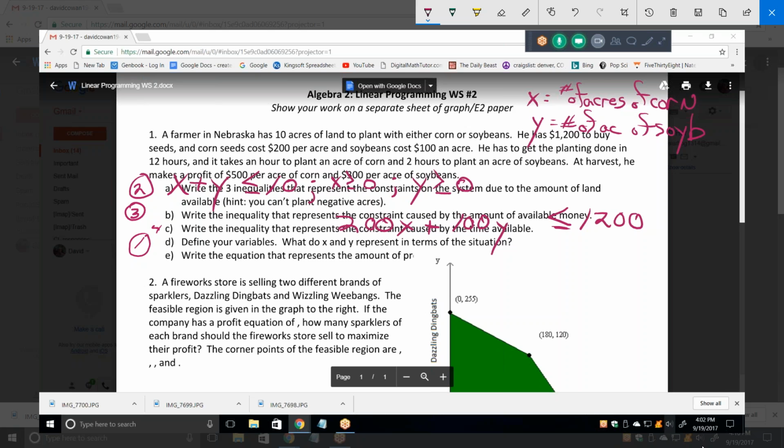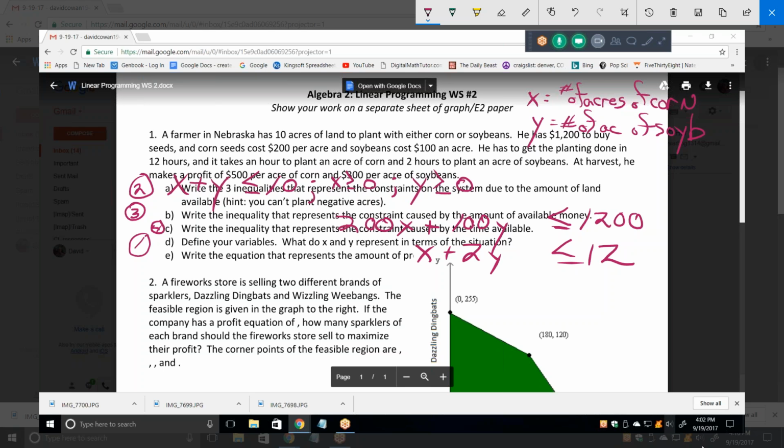Finally, the fourth part, not finally, because we've got to do E, which is the fifth part. But the fourth part we're going to do is write the inequality that is constrained by the time available. How much time does it have? It can't go over that amount of time. How many hours? 12. So something's going to be less than or equal to 12. What is it? Take 1 hour to plant an acre of corn and 2 hours to plant an acre of soybean. So x plus 2y is less than 12?